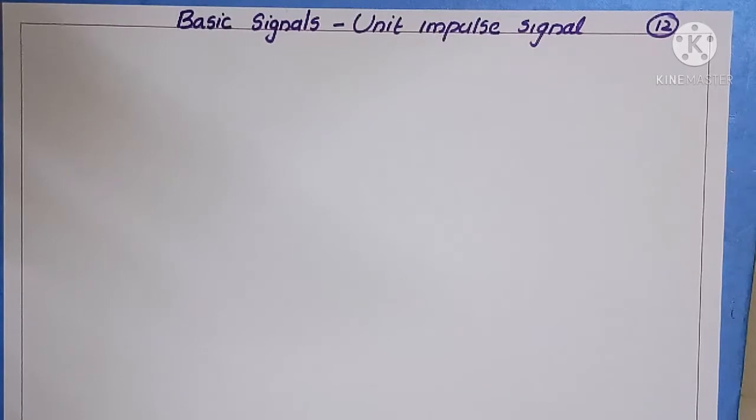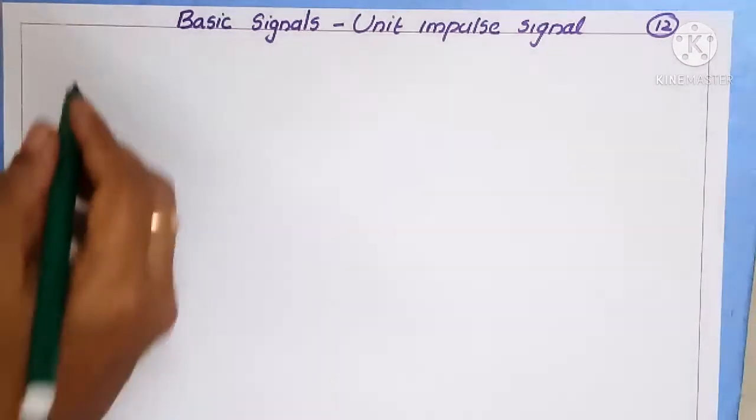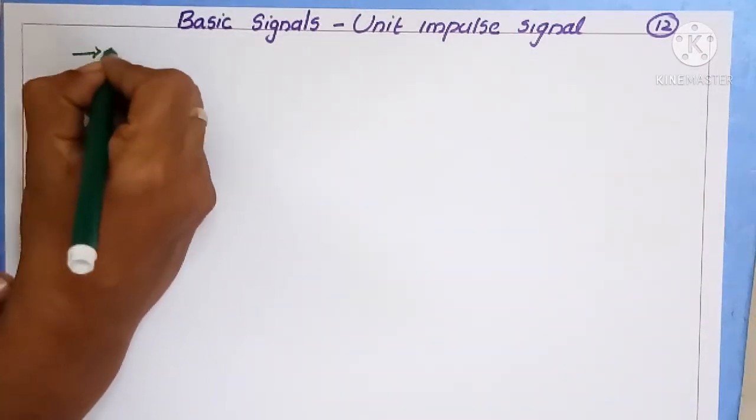Today we are going to discuss the second basic signal, that is the unit impulse signal in the continuous time domain. In the continuous time domain, a unit impulse signal can be represented as del of t.